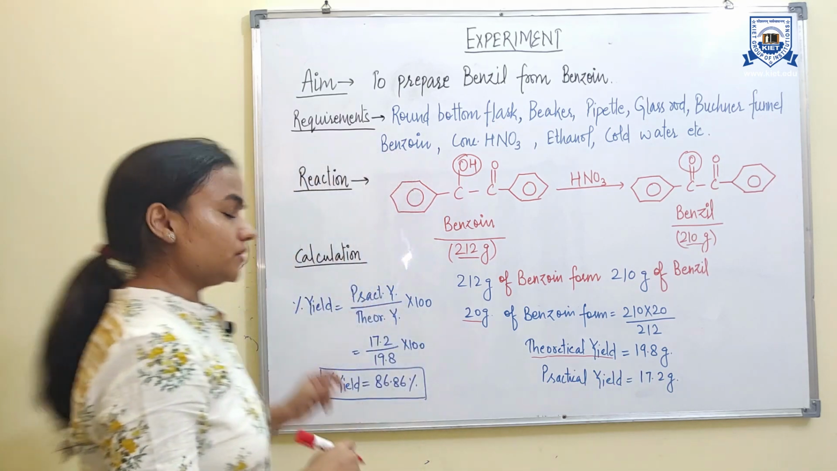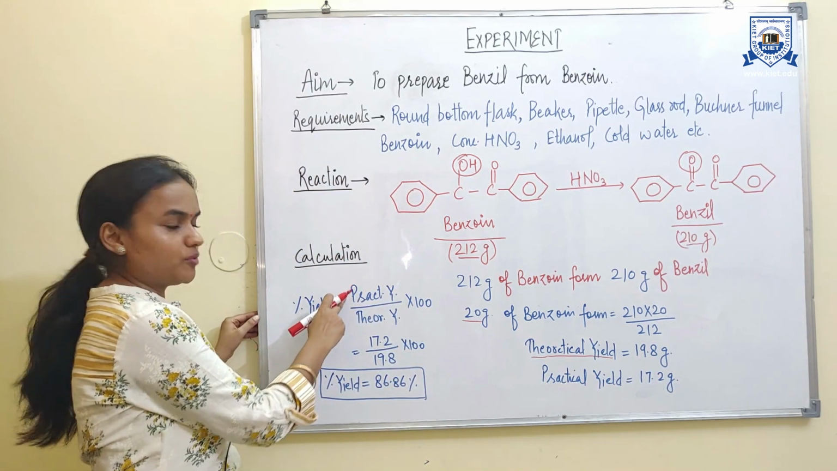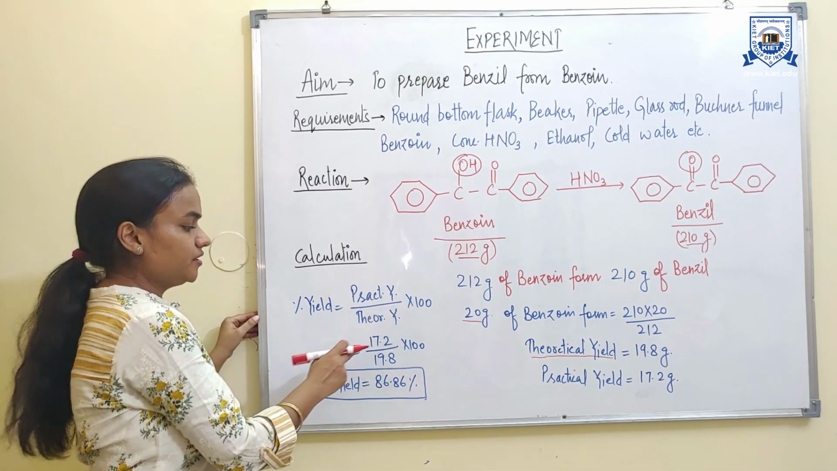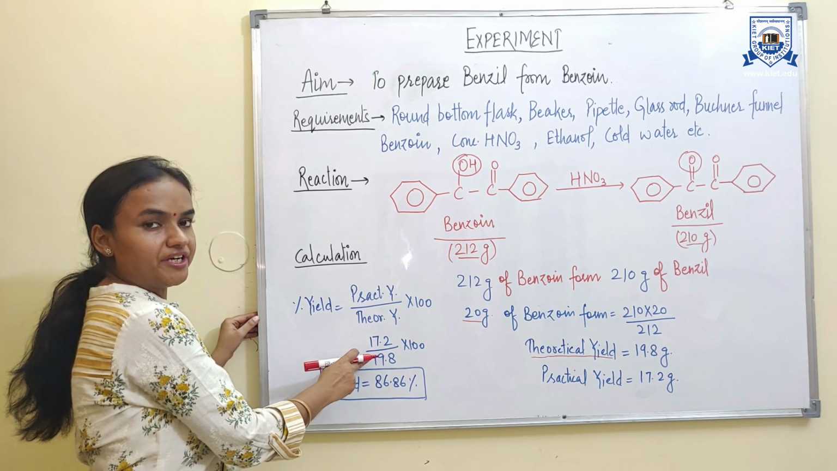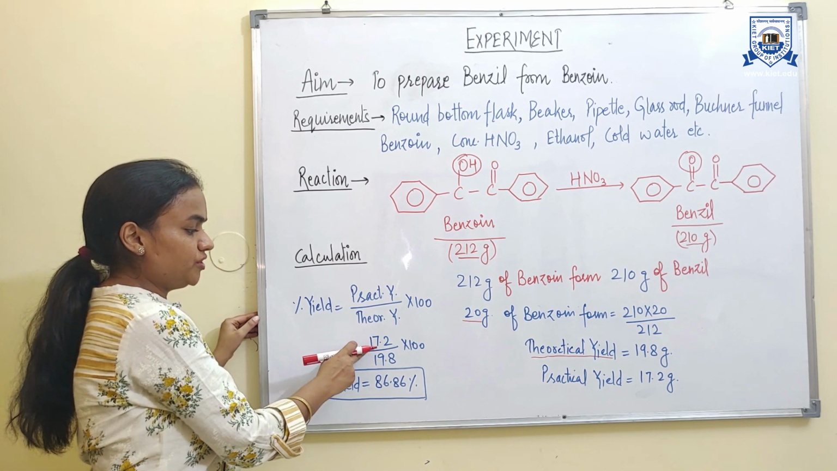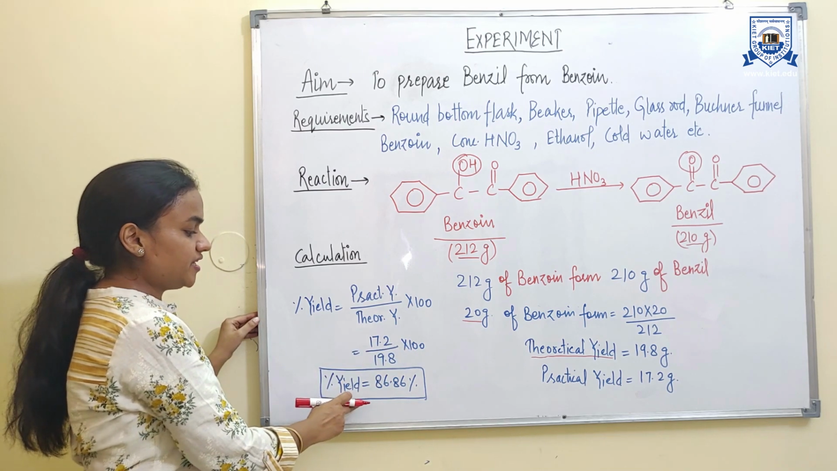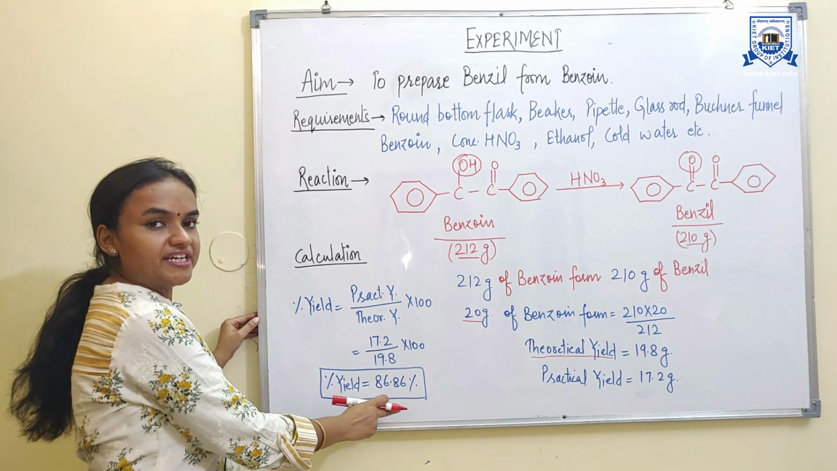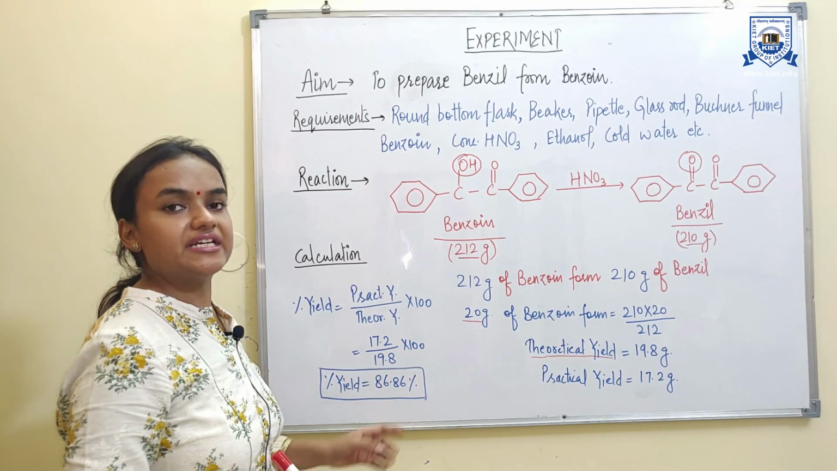The practical yield obtained by our method is 17.2 gram. The formula for calculation of the percentage yield is practical yield upon the theoretical yield into 100. Practical yield is 17.2 gram. Theoretical yield is 19.8 gram. So 17.2 divided by 19.8 into 100. So the percentage yield calculated is 86.86%. So the benzil obtained from the benzoin by this method is 86.86%. Thank you so much.